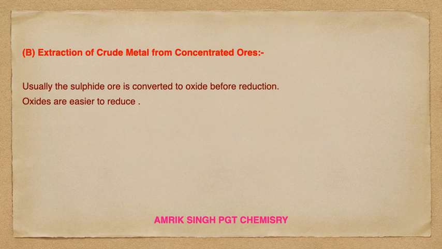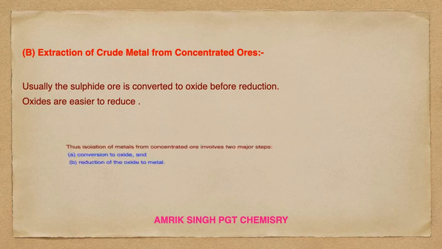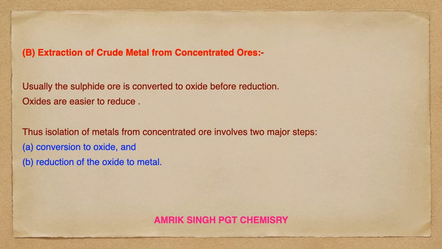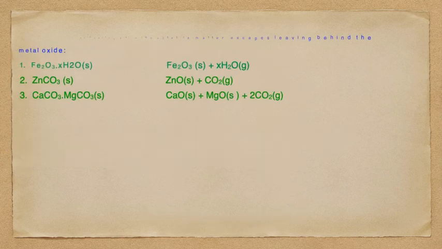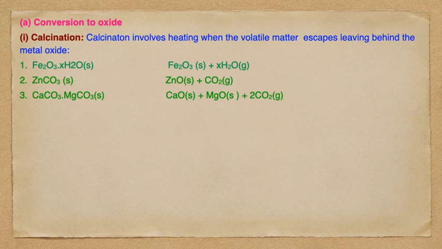Usually the sulfide ore is converted to oxide before reduction because oxides are easy to reduce. Thus, isolation of metal from concentrated ore involves two major steps. First one is conversion to oxide. Metal is in any form, it may be in sulfide form, it may be in carbonate form, but first of all it is converted into oxide form. And then reduction of oxide to metal is done.